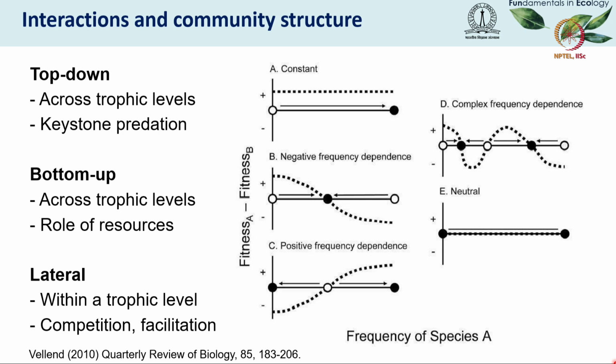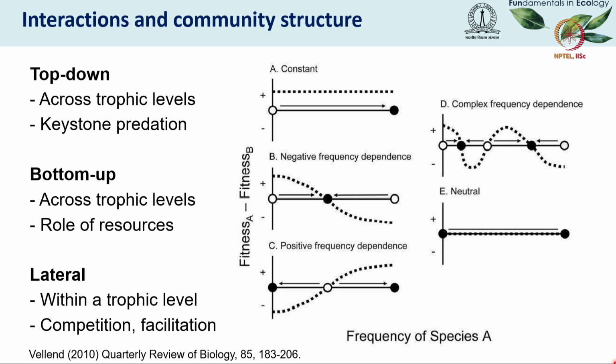And then there are lateral processes that operate within a trophic level. These could be things like competition and facilitation, where a species is not eating the other, or infecting another, but maybe they're competing for the same resources, or maybe they're helping each other access the same resource. And one good example of facilitation again is coral, where there are two species in that interaction.